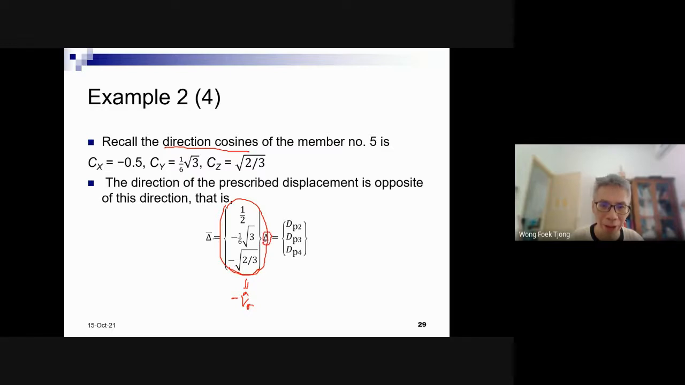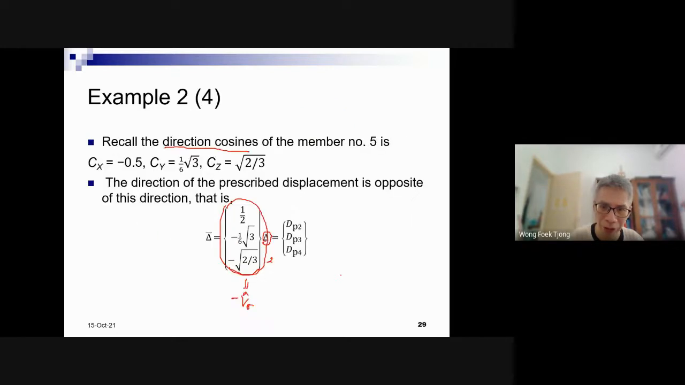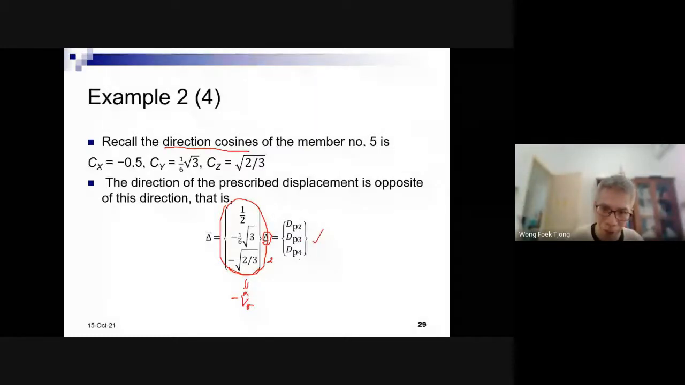So this is the nodal displacement for joint number 2. But joint number 2 has which components of degrees of freedom? Let's take a look at this picture. Oh, it's this: in x direction is 2, in y direction is 3, in z direction is 4. So this is this one. Degrees of freedom 2, 3, and 4. Any questions regarding this?